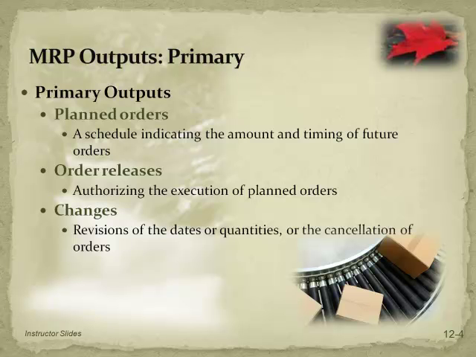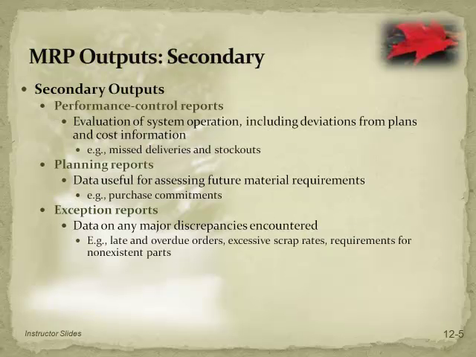And it's going to tell you what all the different changes were from one MRP run to another MRP run. Now, in your textbook, it refers to some secondary outputs, but I can tell you from personal experience that the third bullet point on this particular slide is the most important output that comes out of an MRP run, and that is the exception reports.